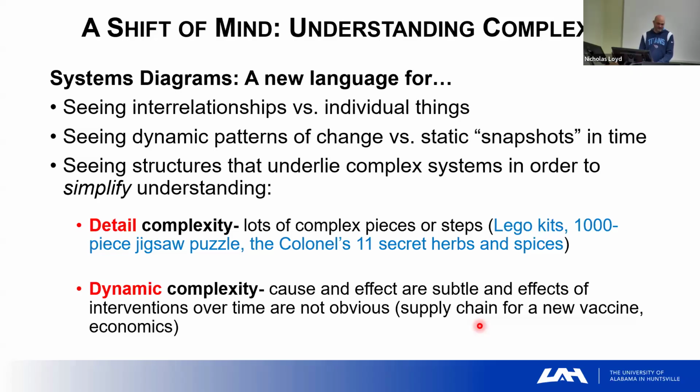But when we're really talking about complexity, there's two types. And it's important to understand the difference between the two. One type of complexity is detailed complexity. That's just something is more difficult simply because of the number of pieces.